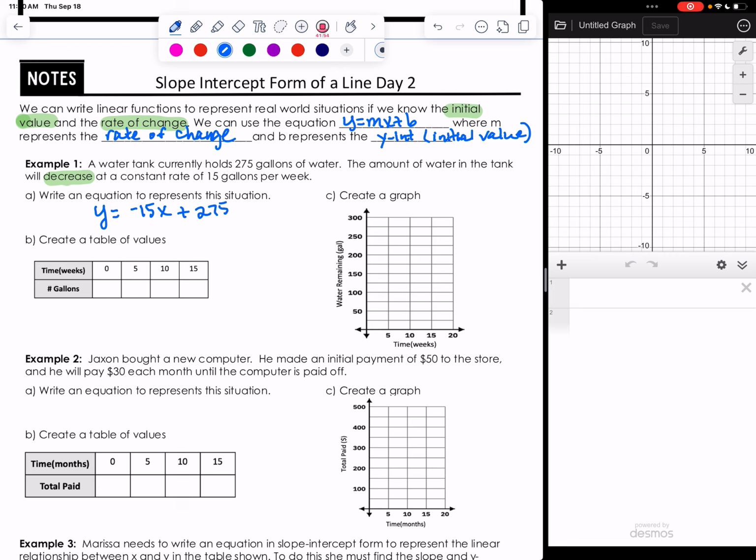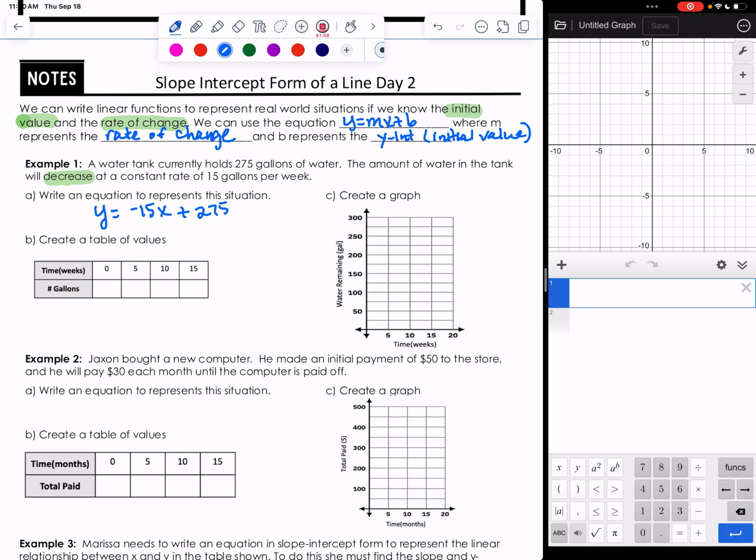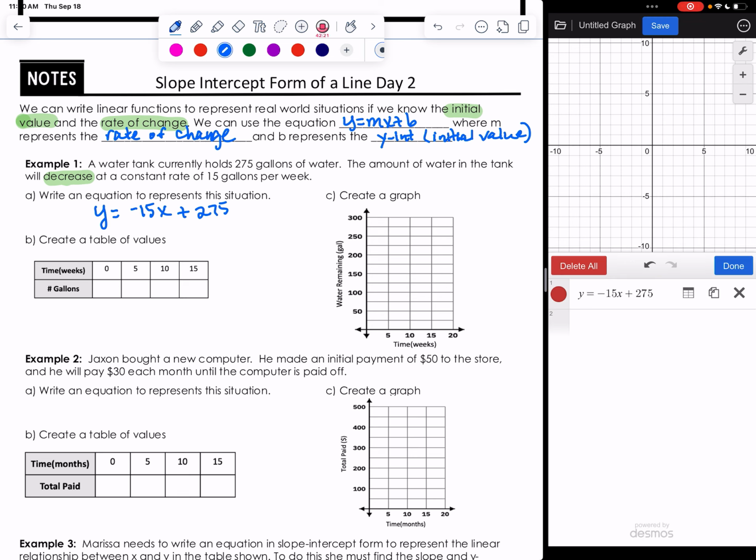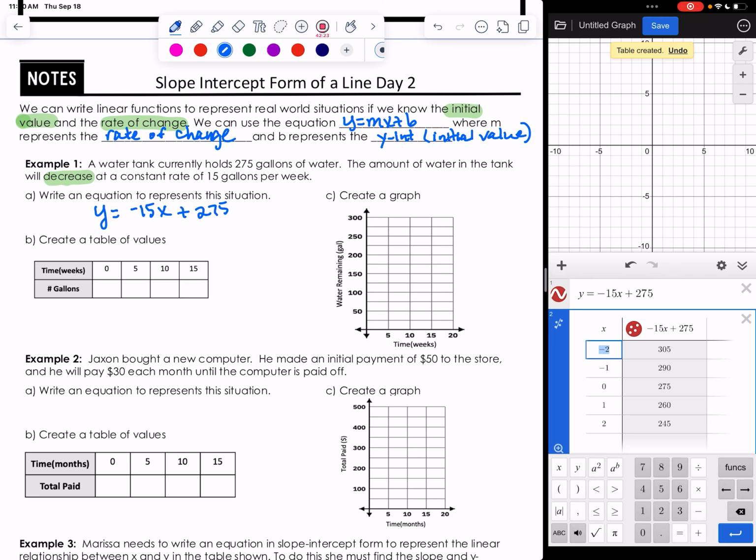Now, in part B, they want us to make a table of values for this equation. So I'm going to come over here to my graphing calculator, and I'm going to put in our original equation here, y equals negative 15x plus 275. And I'm going to make a table. Now, if you've never done this before in Desmos, once you put your equation in, you can tap this little gear, and you have some choices here. I'm going to choose the table.